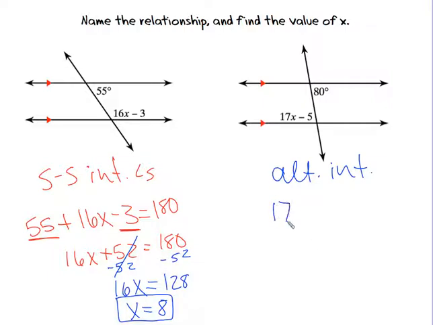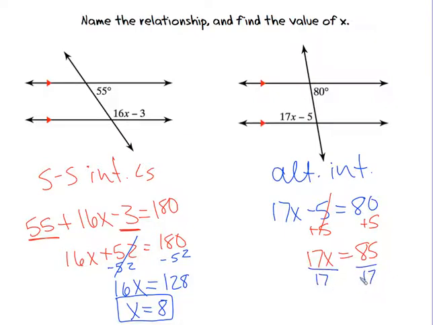So we have 17x minus 5 equals 80. So you add the 5, get 17x equals 85. Divide by 17, and you get x equals 5.